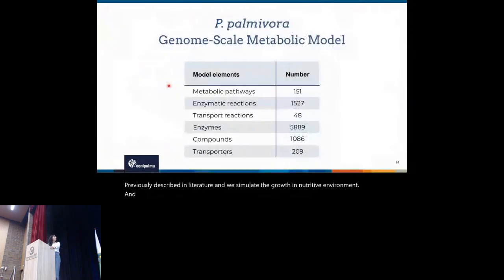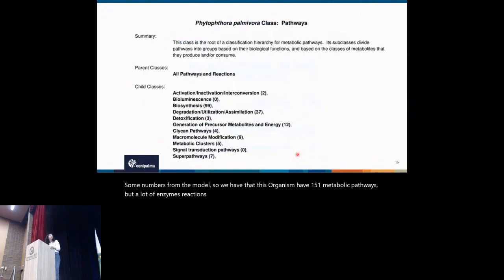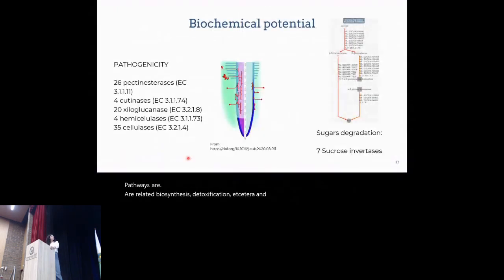Our results from the metabolic reconstruction, these are some numbers from the model. So we have that this organism has 151 metabolic pathways, bueno, a lot of enzymes, reactions, transporters, etc. These are the classes in which those pathways are related: biosynthesis, detoxification, etc. And all these talk to us about the biochemical potential of the organism.